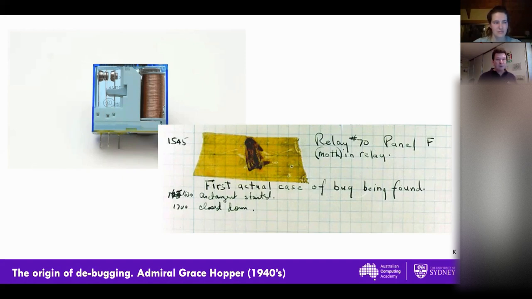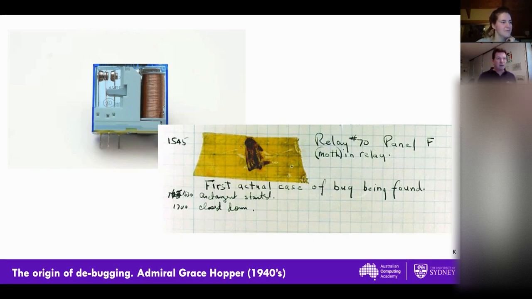Now, when we built the first electromagnetic computers, these relays were open. This one here is a more modern relay. It has an encasing. So in the early days, they could be open, and then a bug might find its way in between the contacts up here, okay? And that's, of course, where the term, in terms of our computing world, debugging comes from, when Admiral Grace Hopper noted in the 1940s that relay number 70 in panel F had a moth in it. Okay, and that is the first actual case of a bug being found in a computer.